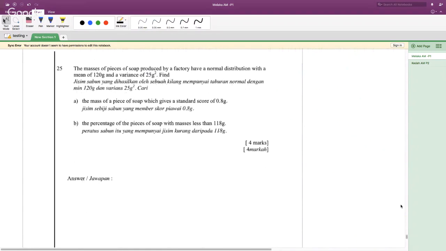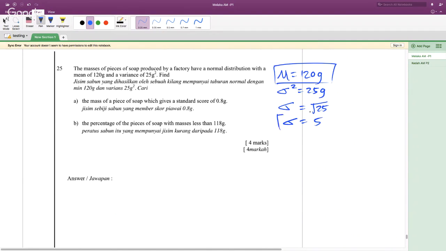Okay, so the mass of a piece of soap produced by the factory has a normal distribution with the mean of 120 gram, and the variance is 25 gram. But I will always take the standard deviation because variance normally is not so useful in this topic. So it's just the square root of 25, so the standard deviation is 5. All right, so I will focus on the mean and standard deviation only.